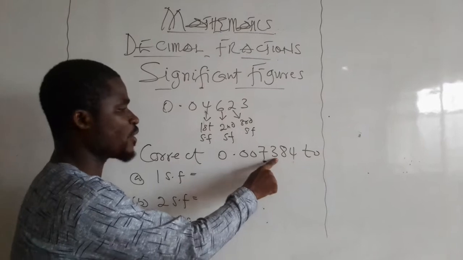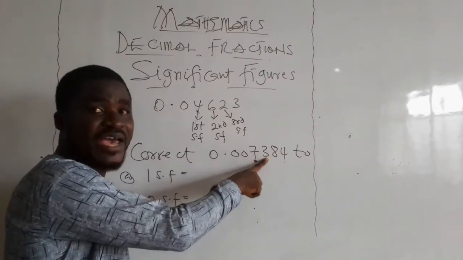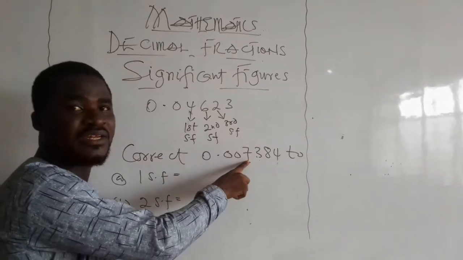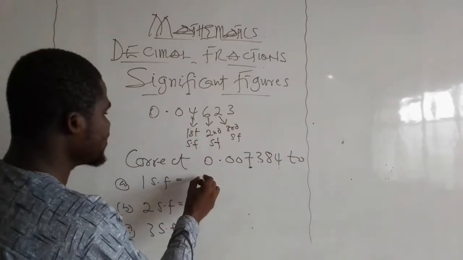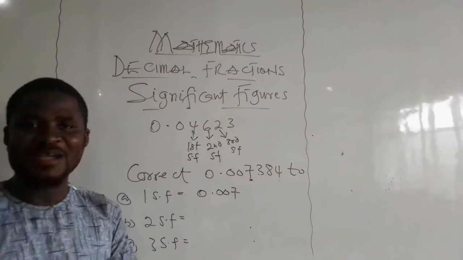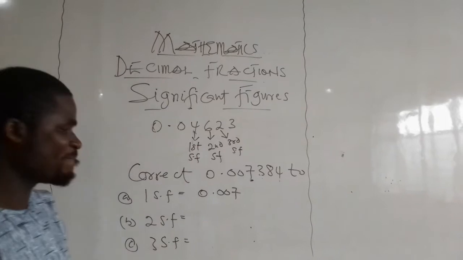Now our next number is 3, and 3 here is less than 5. Because it's less than 5, we are not going to add anything to the 7. So my first SF will be 0.007. Are you getting it? Good.